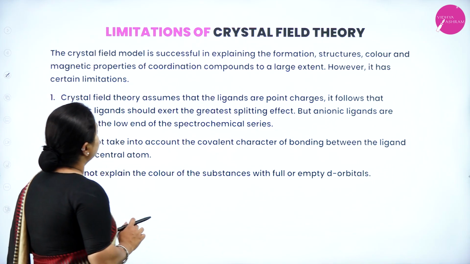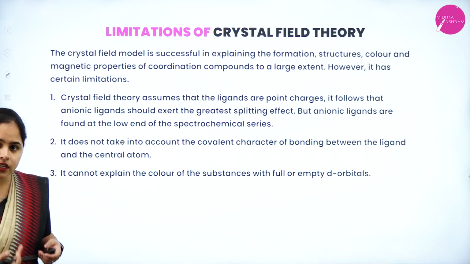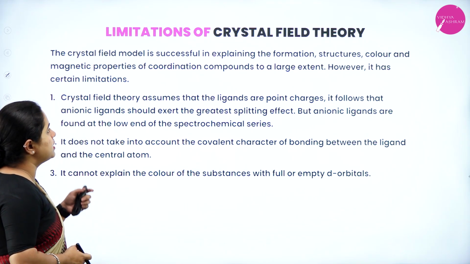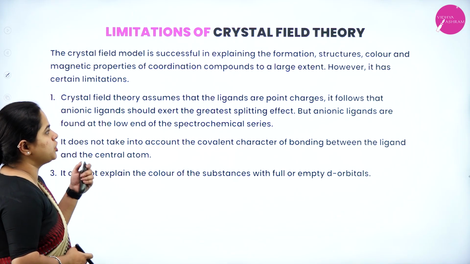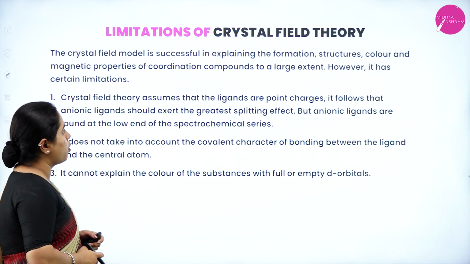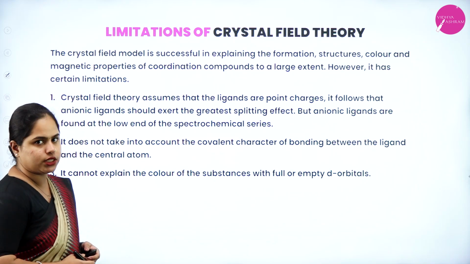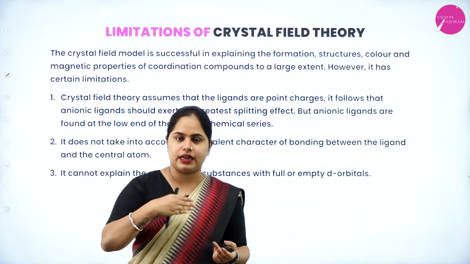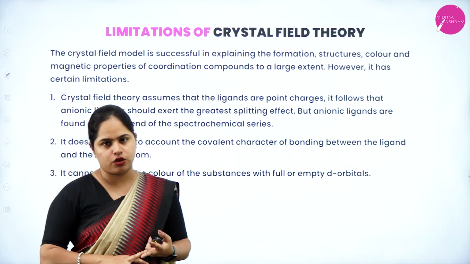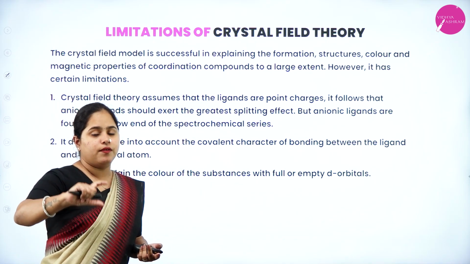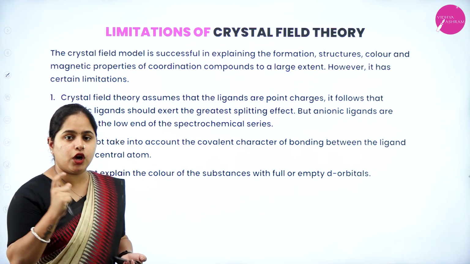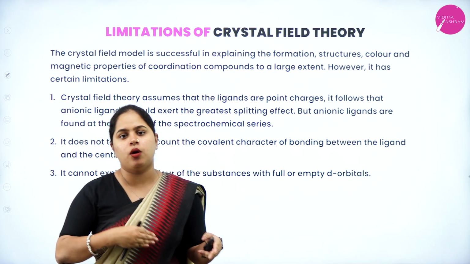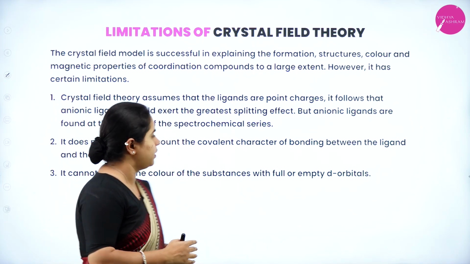Clear? Right. Now the limitations of crystal field theory. Even crystal field theory had its own limitations. The crystal field model is successful in explaining the formation, structure, color and magnetic properties of coordination compounds to a large extent. We discussed magnetic properties, and color as well. Because of the d-d transition, colors are shown by coordination compounds. We also discussed which d orbitals the electrons will be present in, t2g, eg, for octahedral and tetrahedral complexes, right?